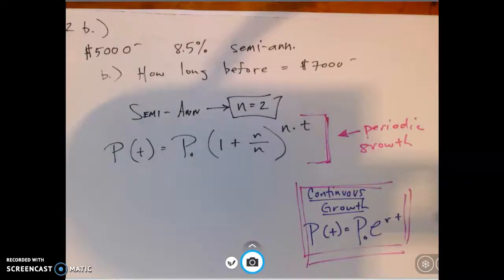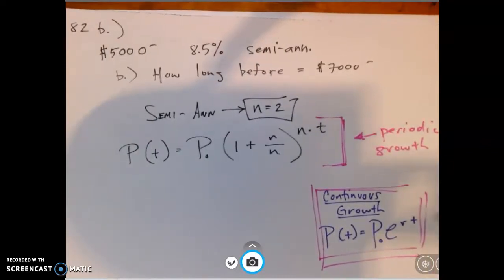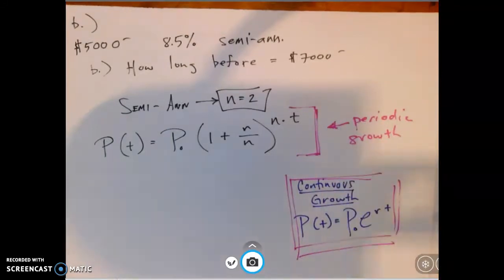Okay, I have 82B, and it looks like this. You're given $5,000 at 8.5%, compounded semi-annually. How long before it reaches 7,000? So the first thing is, this is a periodic growth function. And it's periodic because instead of growing continuously, it grows over a certain period of time.